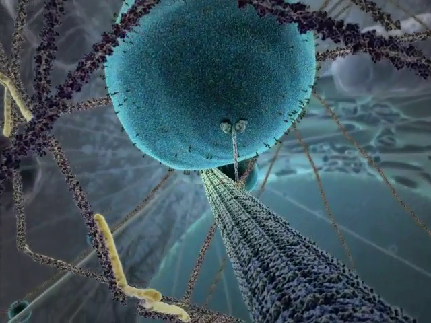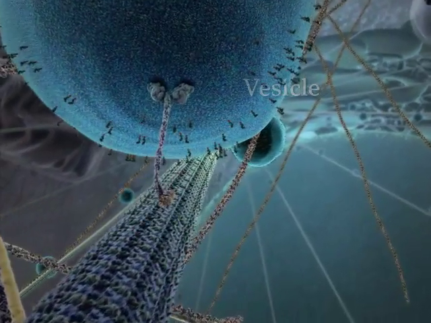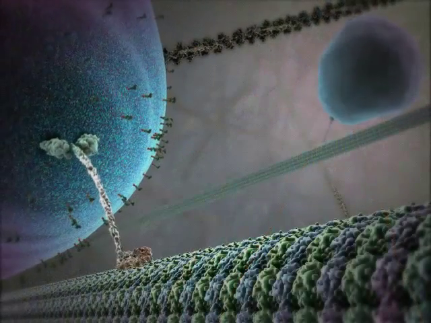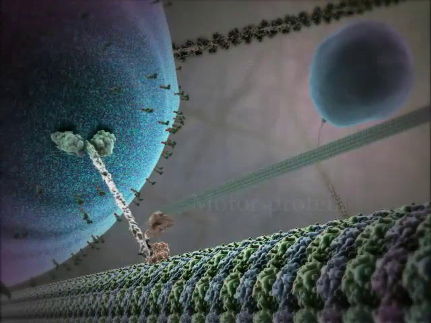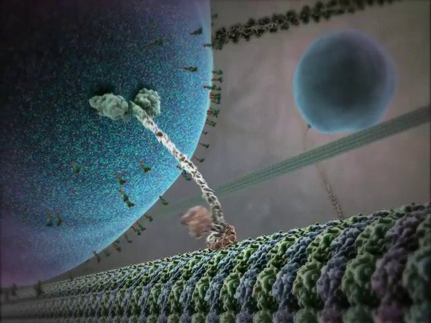Microtubules provide tracks along which membrane-bound vesicles travel to and from the plasma membrane. The directional movement of these cargo vesicles is due to a family of motor proteins linking vesicles and microtubules.